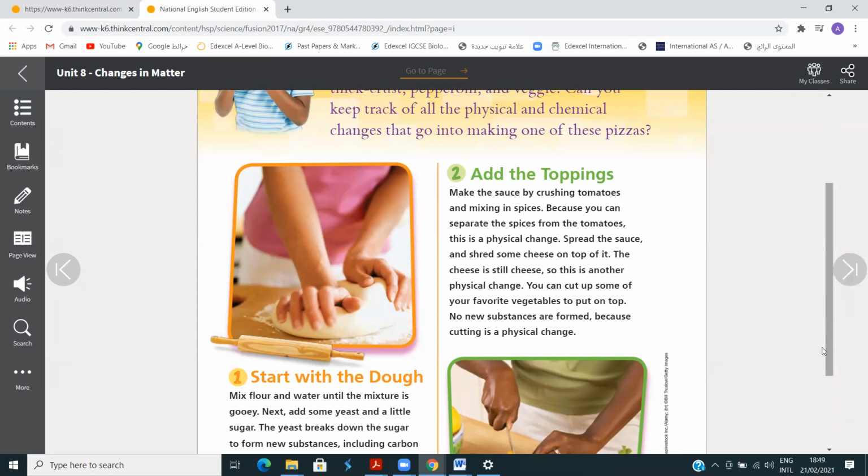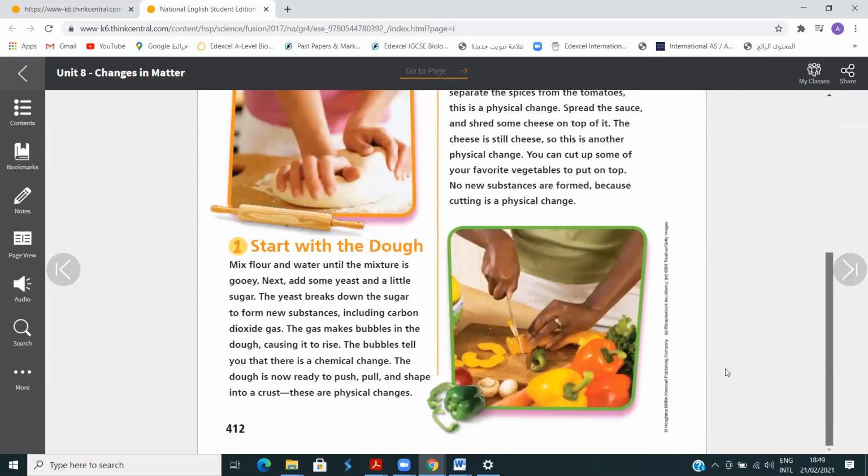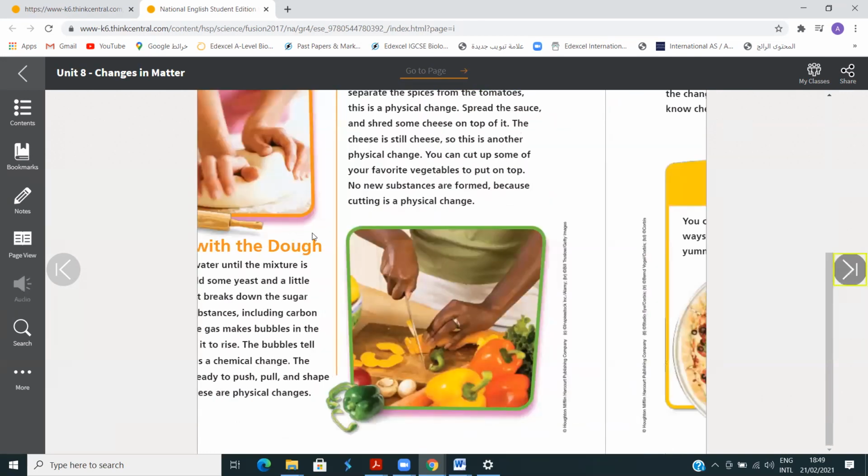If you make the dough and mix the flour and water until the mixture is gooey, add some yeast and a little sugar, then cook it, it will be a chemical change. Why? Because it will form a new substance here. Okay? Do you see?